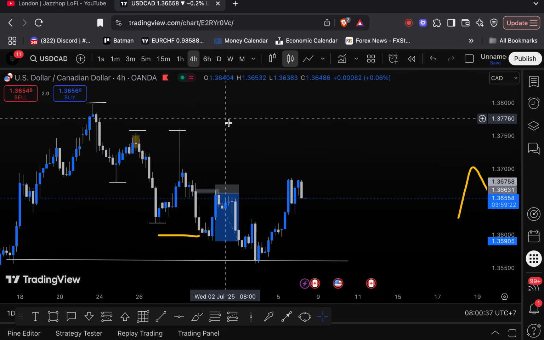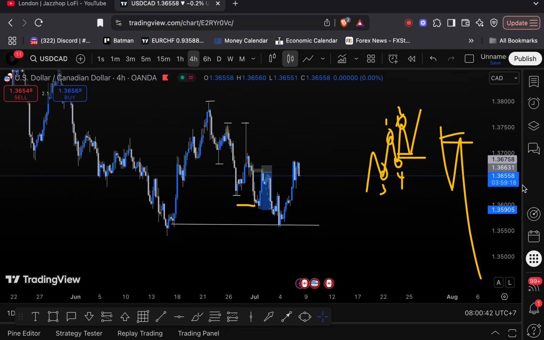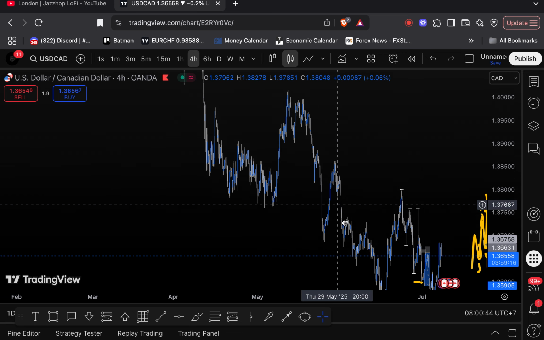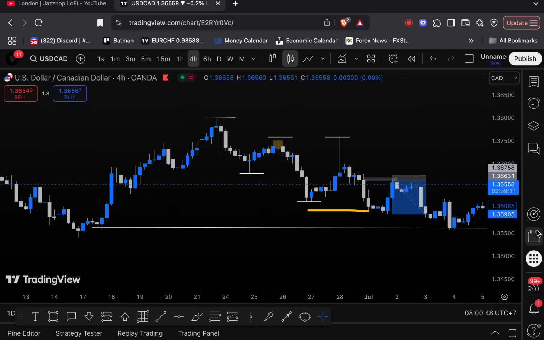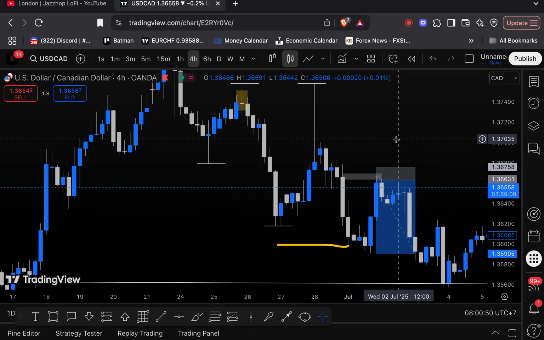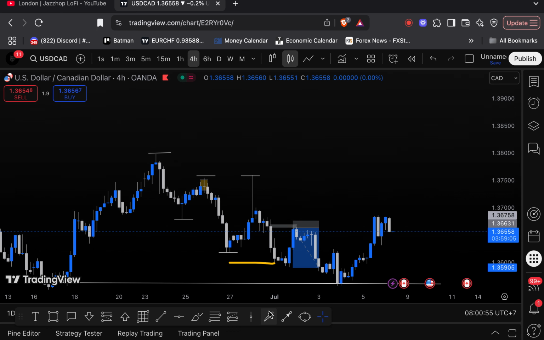I'm on the 4-hour chart, and on the 4-hour chart I use my long-term trend. So I noticed that the long-term trend on USDCAD was tanking, and what made me get into this actual trade was the fact that not only was it tanking, I had my market structure here, which was those white lines that you can see at the top here.